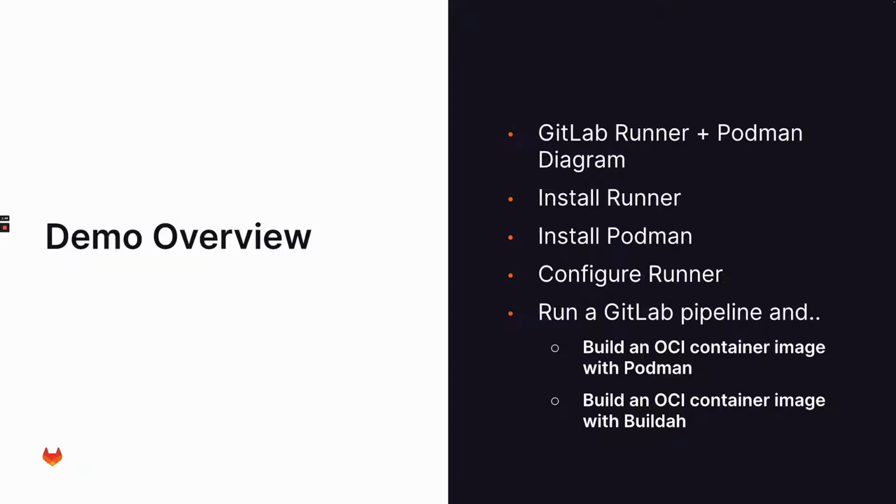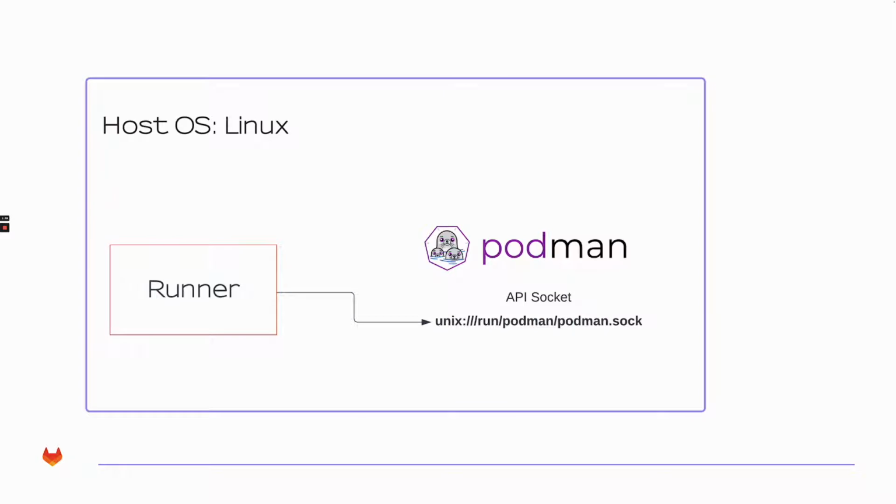Okay, before we get started, let's do a quick overview of what a final setup looks like with a diagram. This is a representation of the environment setup that I'll be using for the demo. Again, I've previously installed GitLab Runner on a host VM that's running Ubuntu Linux. I've also installed Podman as well. And the important thing to note in this diagram is that GitLab Runner is going to be communicating with Podman using the API socket. And that's the key thing that we'll be looking at when we get into configuration steps.